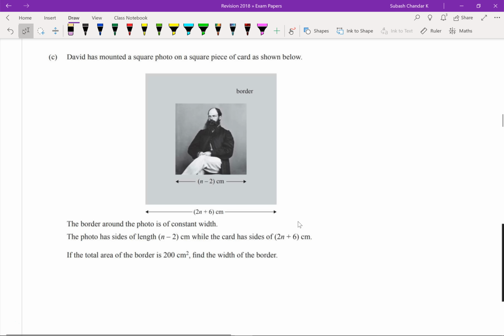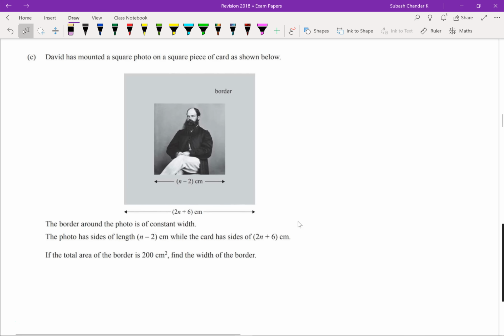Okay, so what we have in this particular question is a square photo. We've been given that the border around the photo is constant width. So the border is this gray shaded area right here, and that's got a constant width. It says the photo has side length n minus 2, and the card has side length 2n plus 6. If the total area of the border is 200, find the width of the border. So this gray area equals 200.